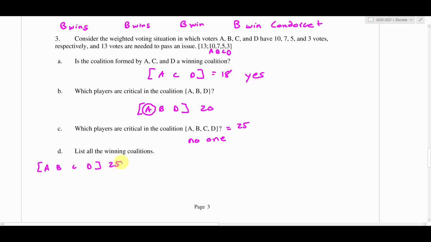with 25 votes. Right? And then I would go down to my 3-person coalitions and I'll do A, B, C, A, B, D, right? And then B, C, D, right? And make sure that I get all of those 3-person coalitions, tally up the votes and see which ones are winners. Okay, so I'm going to pause the video at this point and then I'll get a list here that you can see and then you can compare your list to mine.